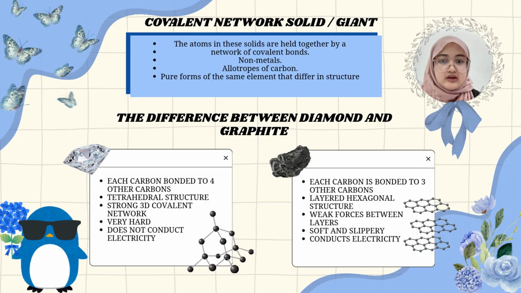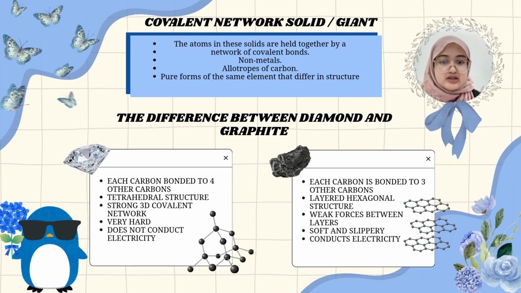Next, I will explain about covalent network solids, which are also called giant covalent solids. In this solid, atoms are held together by strong covalent bonds in a continuous network. Diamond and graphite are carbon allotropes, meaning they are made of the same element but have a different structure. In diamond, each carbon atom bonds to 4 others in a tetrahedral structure, forming a strong three-dimensional network. This makes diamond very hard and unable to conduct electricity.